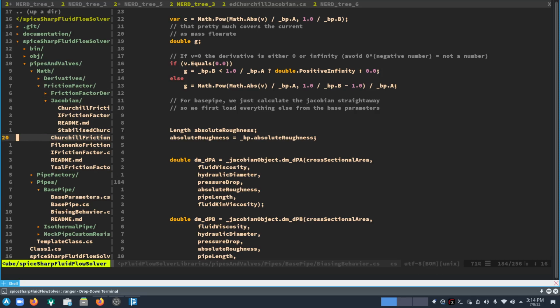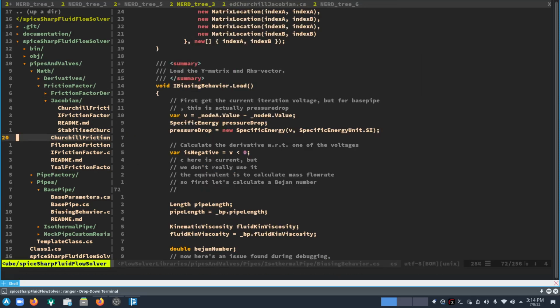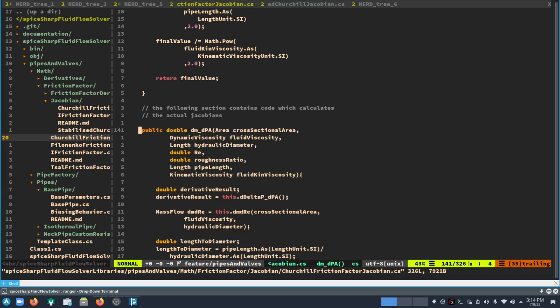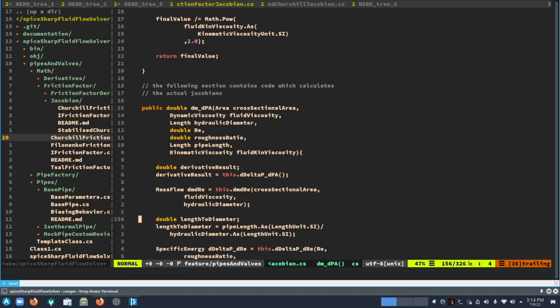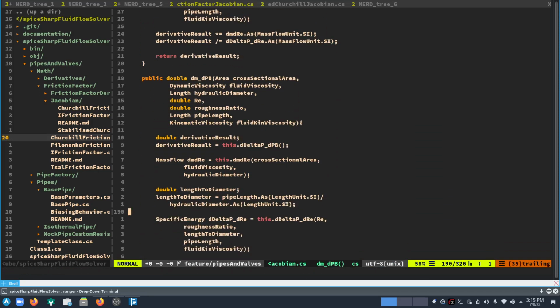I'm going to go to the last buffer. Let me see, where's the... buffer pipes.readme, no, churchillFrictionFactor jacobian.cs. Okay, that looks like the one. So I don't need to look for buffer numbers, but I can open the exact file that I want.